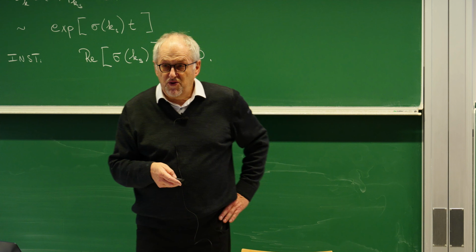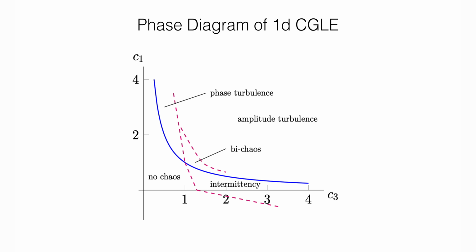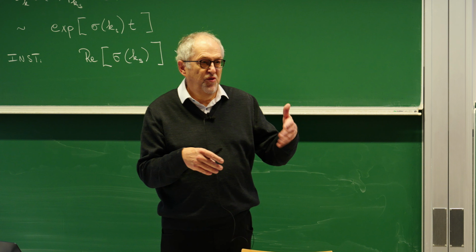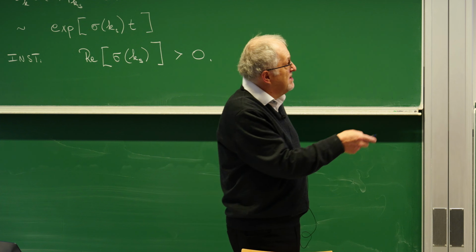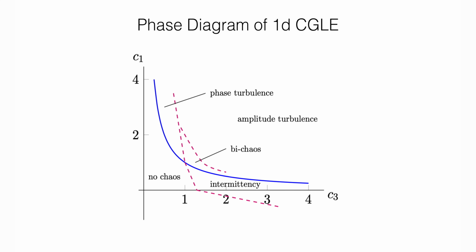What's meant by phase turbulence? By phase turbulence, you mean that the amplitude is fine, it looks regular, but the phase has a turbulent, chaotic-like behavior. Amplitude turbulence means that both the phase and the amplitude show some chaotic, turbulent-like behavior.